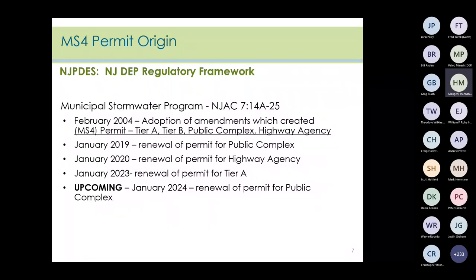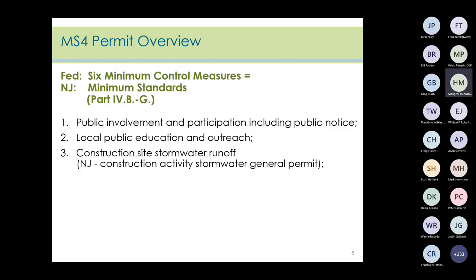authorizes discharges from small MS4s that are owned or operated by a county, state, interstate, or federal agency at a highway or other thoroughfare, including a maintenance or service facility or a rest area, under N.J.A.C. 7:14A-25.2(a)3. The federal program requires that the MS4 stormwater program include the 6 minimum control measures. The New Jersey MS4 permit requires the same thing, except they are called minimum standards and are found in part 4B through G in your permit.